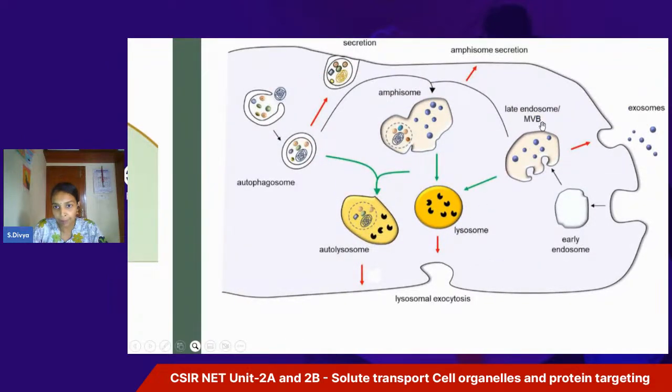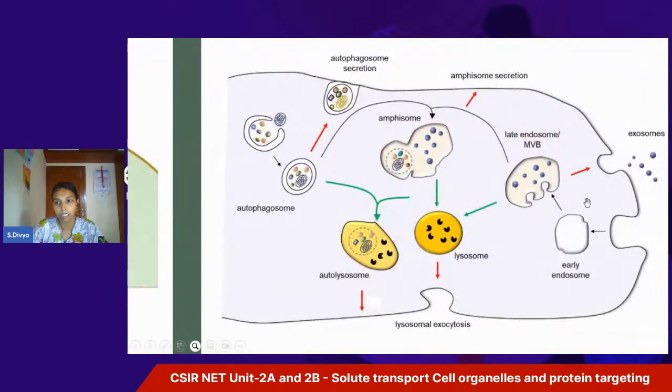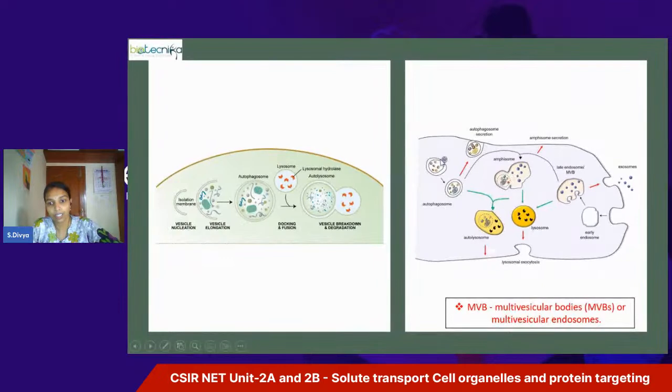Here MVB is mentioned, right? What is this MVB? This is nothing but multivesicular bodies, or you can also call it multivesicular endosomes. That means these are the other names of late endosomes. Remember this point. And another term given over here, exosomes: if any vesicle is released out of the cell, you call it an exosome. So let's check out the steps that are involved over here.